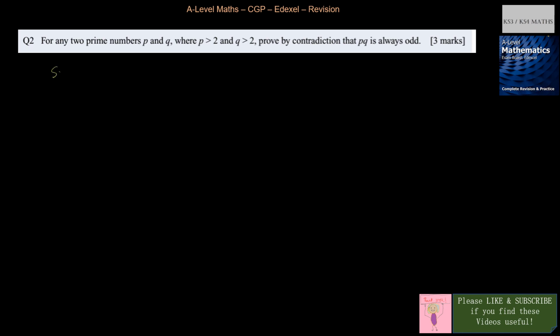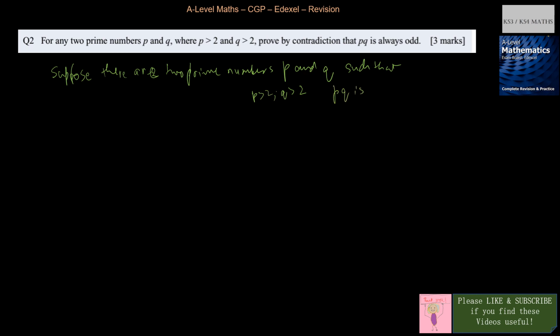So we are going to write, suppose there are two prime numbers p and q such that p greater than 2, q greater than 2, such that pq is even. So pq can be written as 2n, where n is an integer. Okay, so if pq is 2n, then pq is even, a multiple of 2.